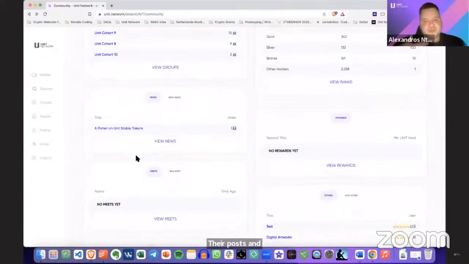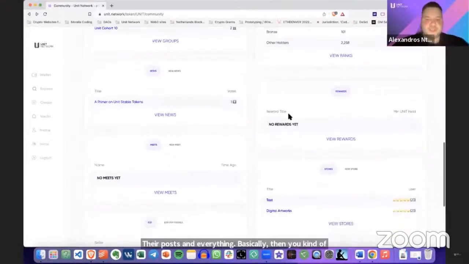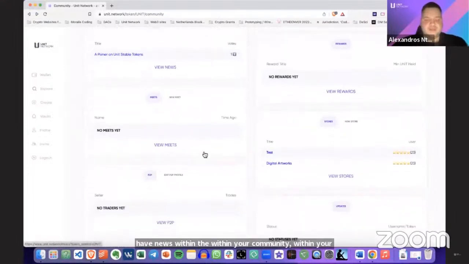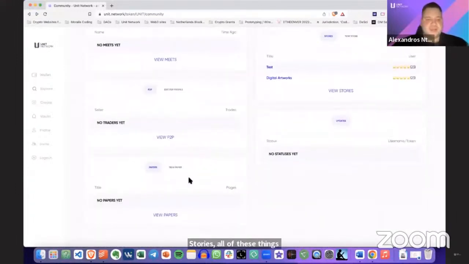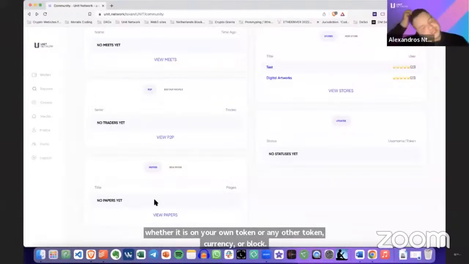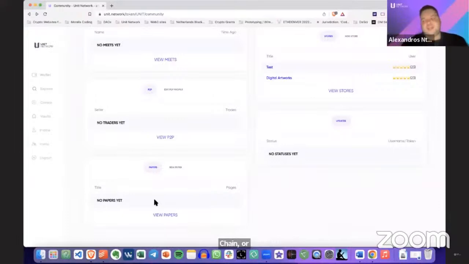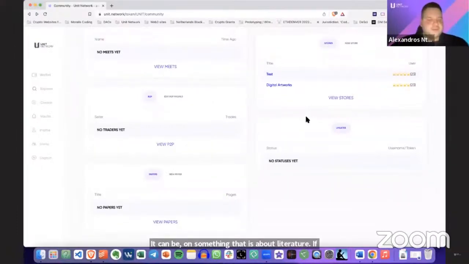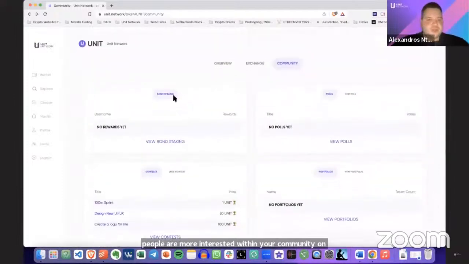Then you have news within your own community, stories, all of these things, right? You can also have papers. Let's say if someone would like to do any research, whether it is on your own token or any other token, currency, or blockchain, or it doesn't necessarily need to be blockchain specific. It can be on something about literature, if people within your community are more interested in this, or any other paper. So this is more or less in terms of each token, right?